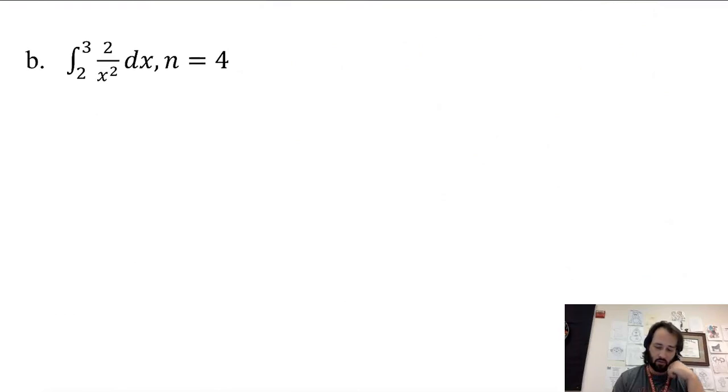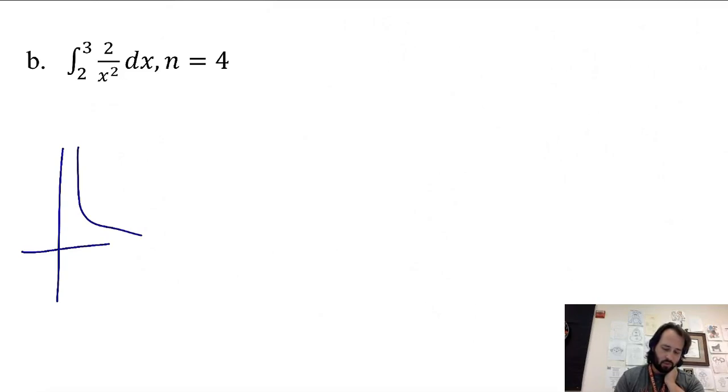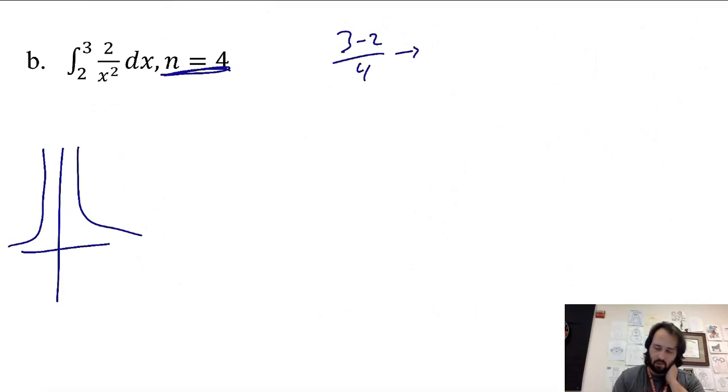Okay, moving on. So this is an instance where I don't necessarily want to draw this out. This graph does look like a wave, but I just don't feel like drawing it out. But if my n is 4, I'm splitting up 3 minus 2 over 4, so each interval will be 1/4, and my function here is 2 over x squared.